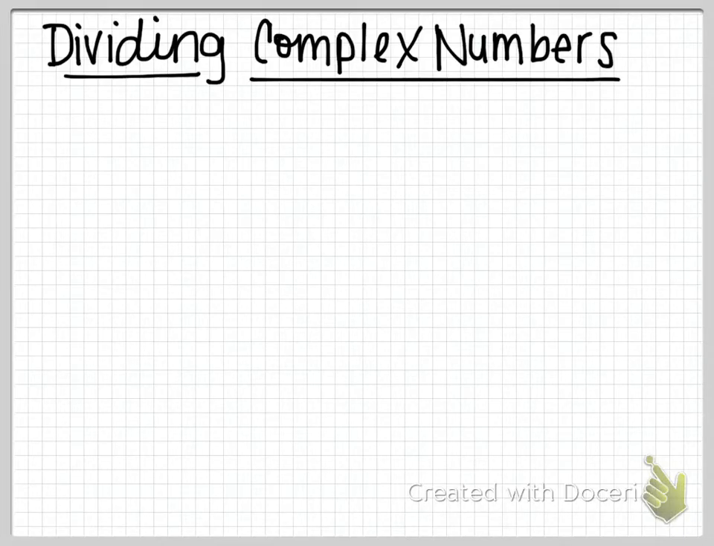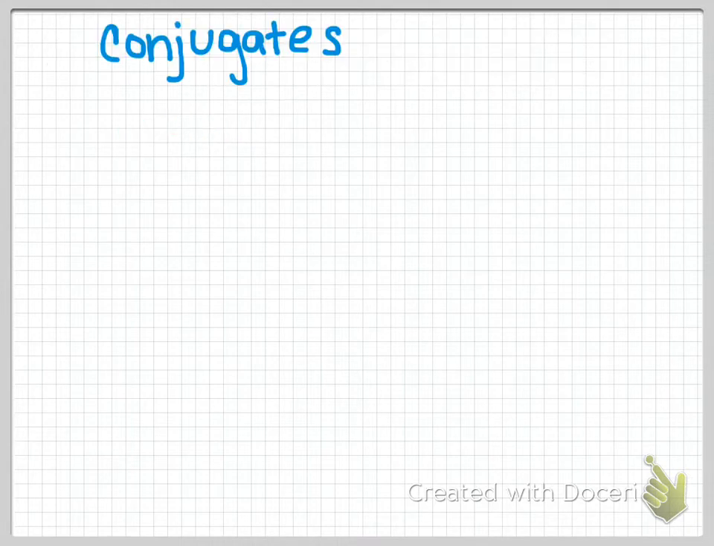Dividing complex numbers. So you guys have already learned that a complex number is when you have something like a plus bi. First, I'm going to teach you about conjugates. So, the conjugate of a plus bi is a minus bi. So these two parts are conjugates of each other.